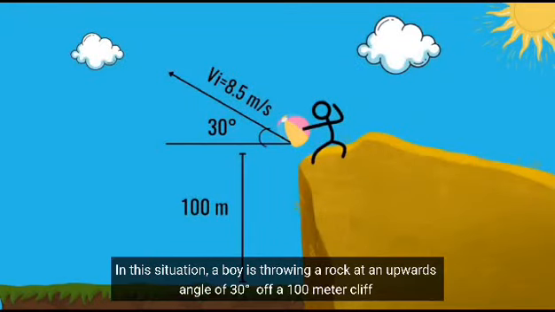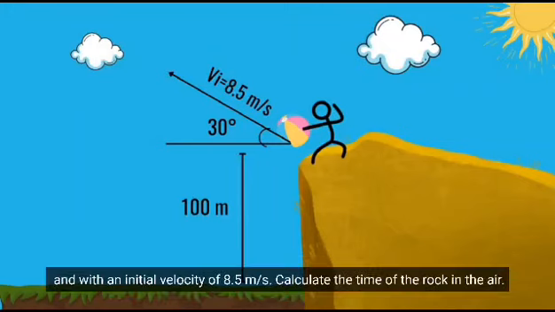In this situation, a boy is throwing a rock at an upwards angle of 30 degrees off a 100-meter cliff and with an initial velocity of 8.5 meters per second. Calculate the time of the rock in the air.